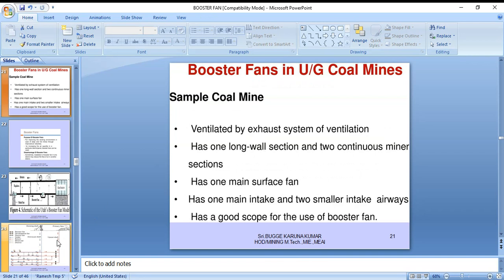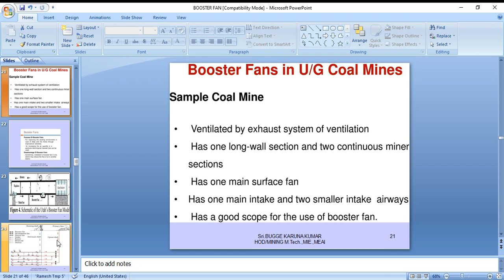Booster fans in underground coal mines. A sample coal mine ventilated by an exhaust system of ventilation has one longwall section and two continuous miner sections, with one main surface fan, one main intake and two smaller intake airways, and has a good scope for the use of booster fans.